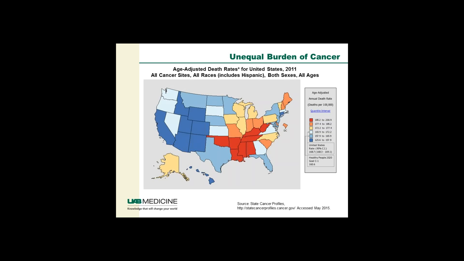So if you can't see over the side, the red is the highest, and that's the age-adjusted annual death rates. And so that red is 185 to 200, I think. The darker blue is 125 to 157.